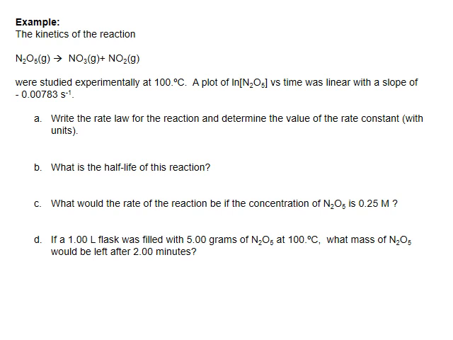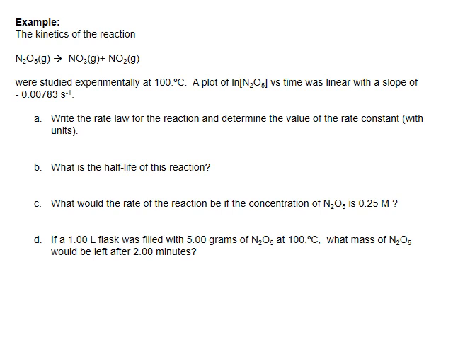The kinetics of the reaction of N2O5 gas decomposing to form NO3 gas and NO2 gas were studied experimentally at 100 degrees Celsius. After the data was taken, it was shown that a plot of the natural log of the concentration of N2O5 versus time was the most linear plot, and this plot had a slope of negative 0.00783 per second.